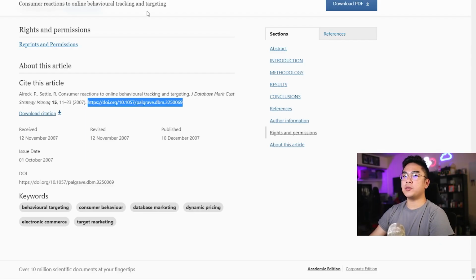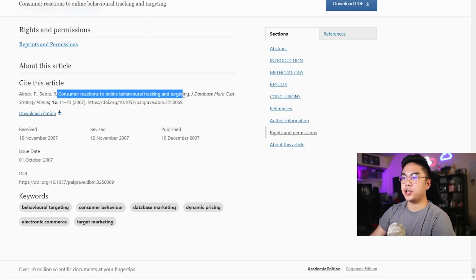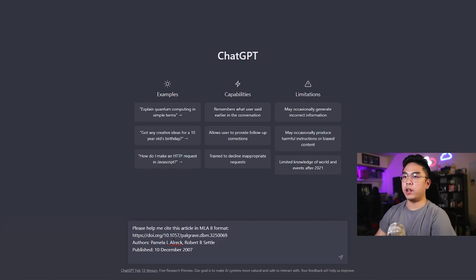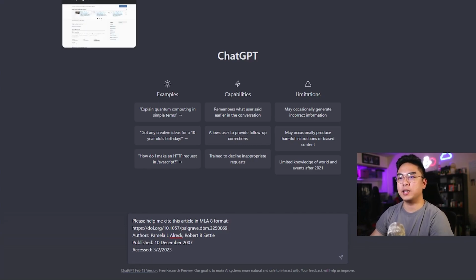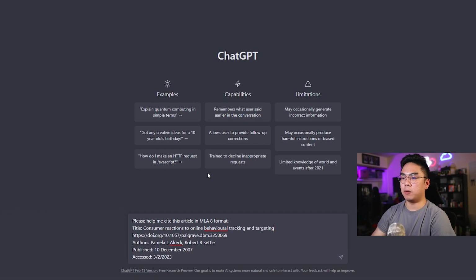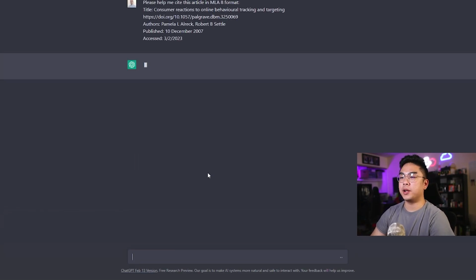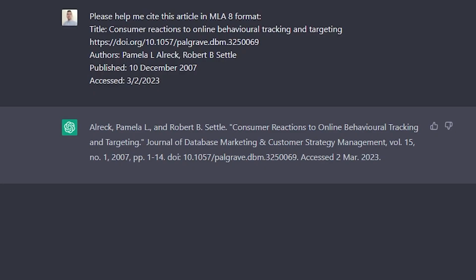So I have this article right here. It's called Consumer Reactions to Online Behavioral Tracking and Targeting, right? And then also I'm going to put in accessed today, which is 3/2/2023. Again, it doesn't matter how you format the dates, ChatGPT is going to do everything for you. Oh yeah, I'm also including the title of the article, which obviously I can't forget. And let's just see what exactly it comes up with. All right, so there you go.